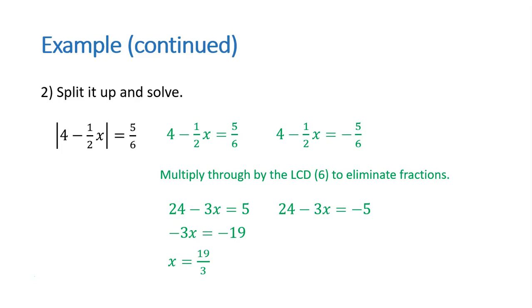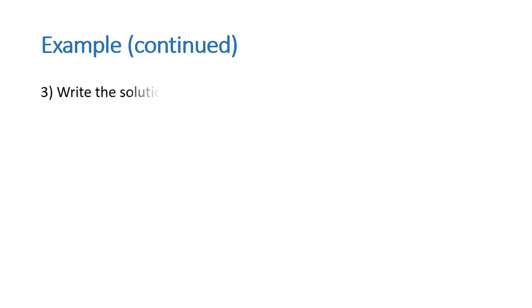Same thing on the other side, same algebra, just a different right-hand side of the equation. So subtract the 24 and then divide by the negative 3. So x is equal to 29 over 3. So these are our two solutions. In set notation, same thing. Typically we write smallest to largest, but again, order doesn't really matter.